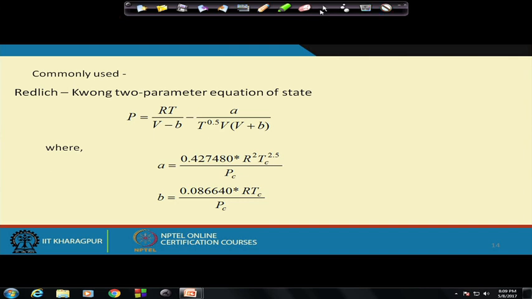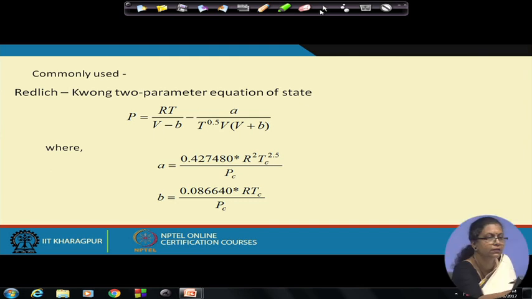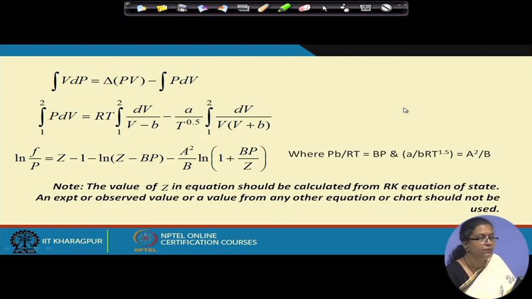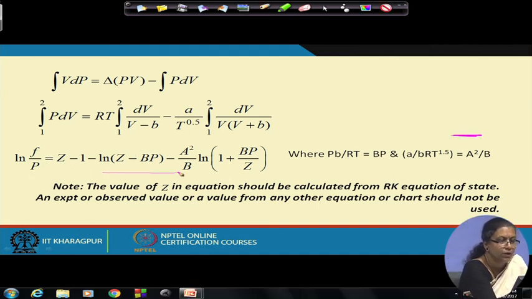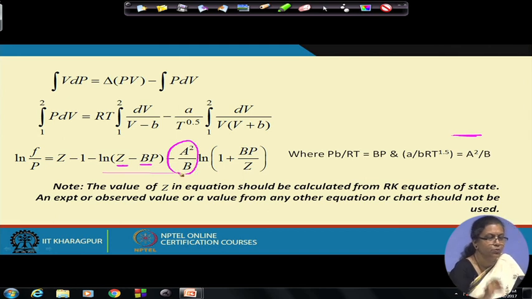Now, when we use this particular equation, we find that the expression of fugacity is given by this equation, where the fugacity coefficient is a function of z, it is a function of Bp, and it is a function of a square by b. So, if we know these three quantities, we would be in a position to find out f by p.